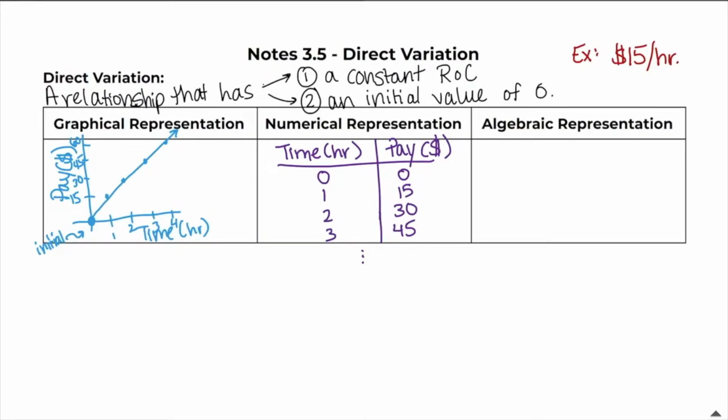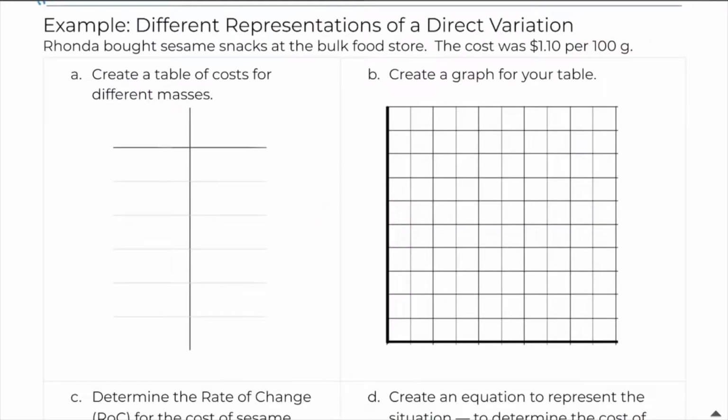And then lastly is an algebraic equation, which is represented by an equation. So pretty much all that's happening here is that your pay is equal to $15 for every hour, starting at $0 for 0 hours. Okay, so we have different representations of a direct variation. So let's look at our example.